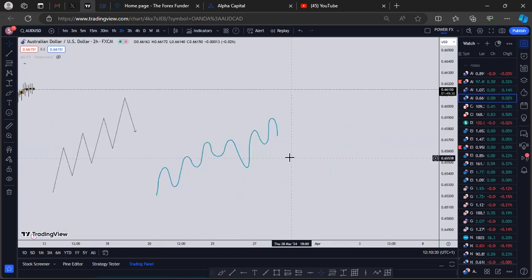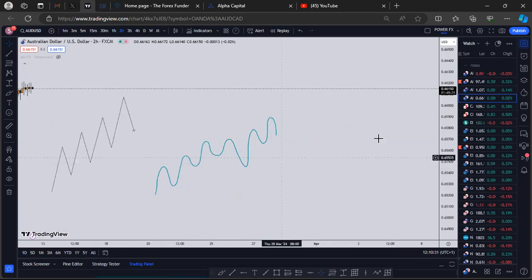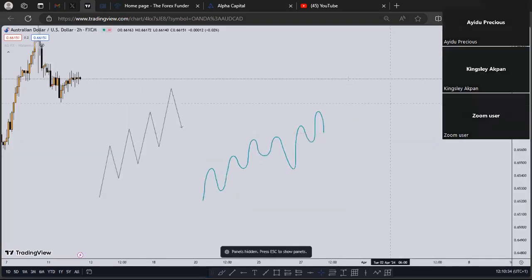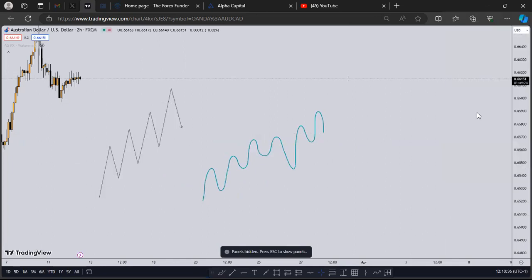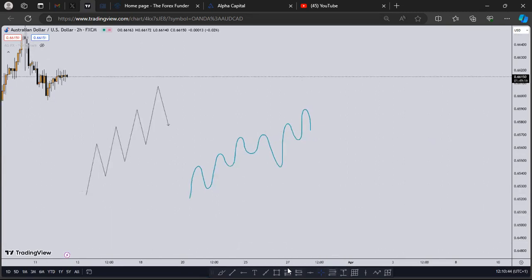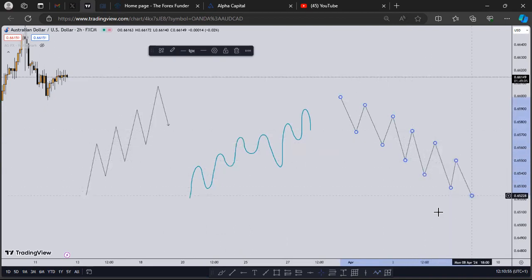The same goes for bearish structure. Whenever the market comes all the way to the downside, it makes swing lows, swing highs, swing lows, swing highs, swing lows, swing highs, swing lows.